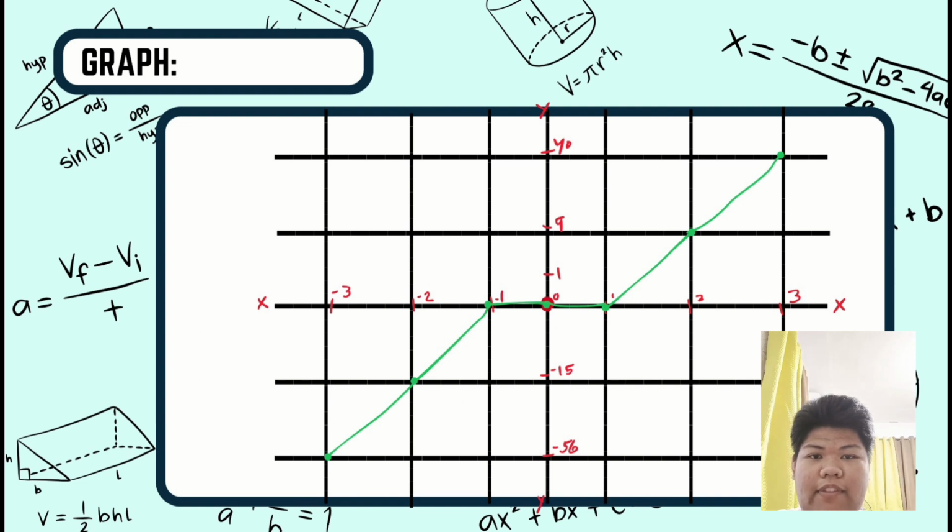And lastly, after plotting the points, you can now connect them with a smooth curve to create a graph of the polynomial function f(x) equals 2x cubed minus x squared minus 2x plus 1.